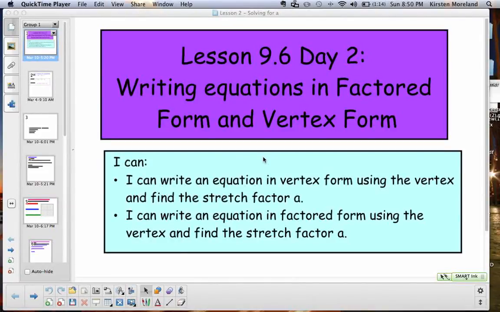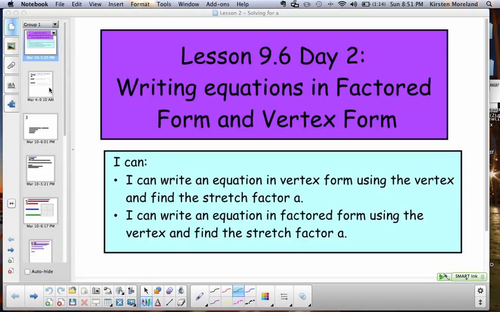All right, welcome to Unit 2, Part 2, or Unit 9, Part 2, Day 2. Today we're going to be focusing on not just factored form like we did yesterday, but also vertex form. And you notice we're going to be able to find the stretch factor today, which is going to involve a little bit of solving, but not too much.